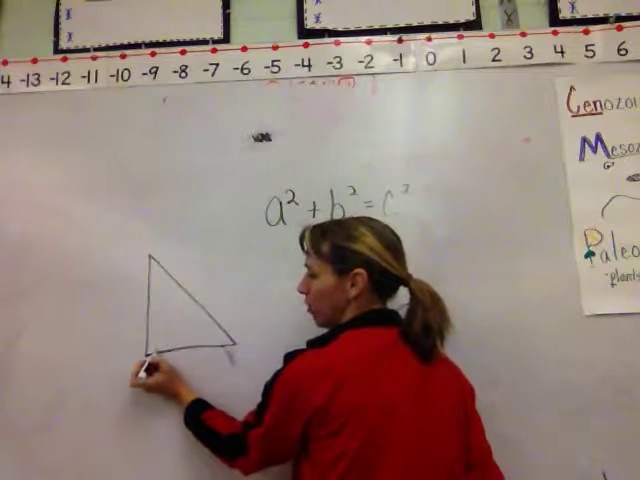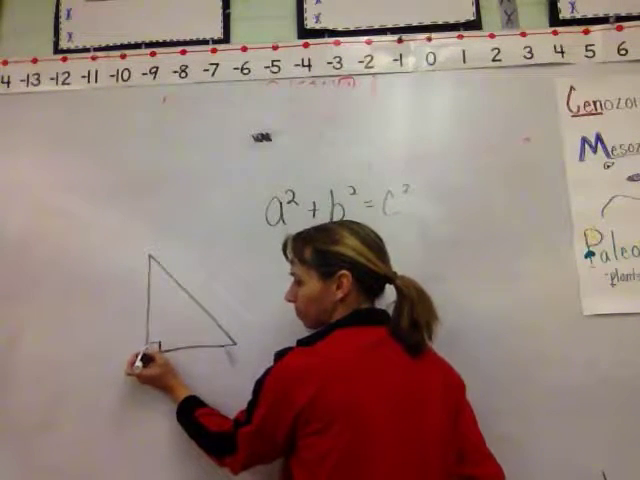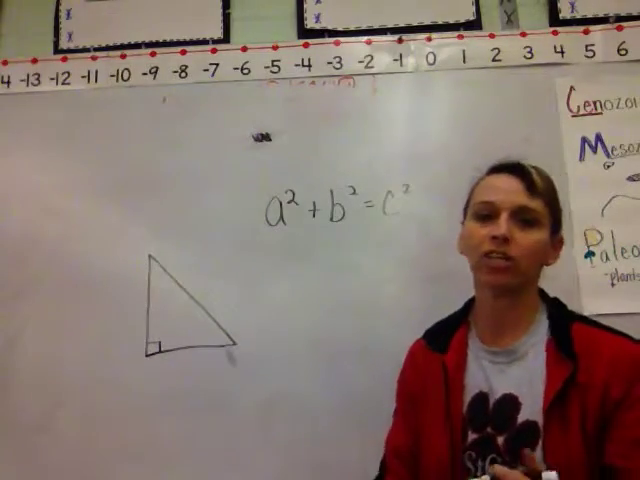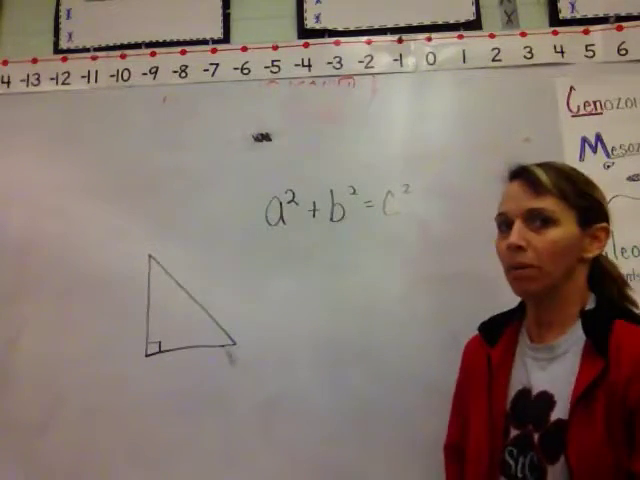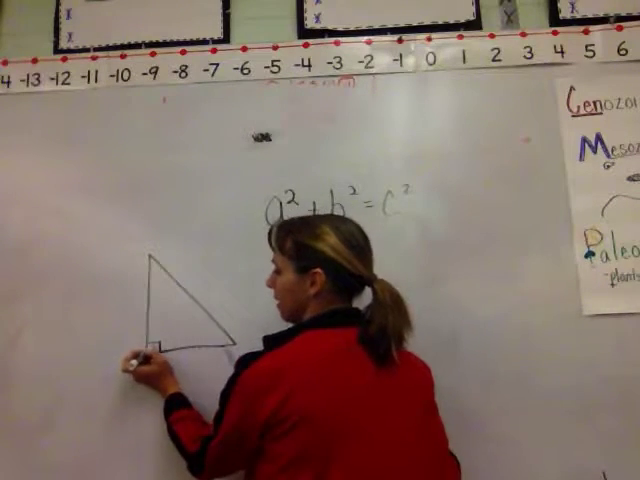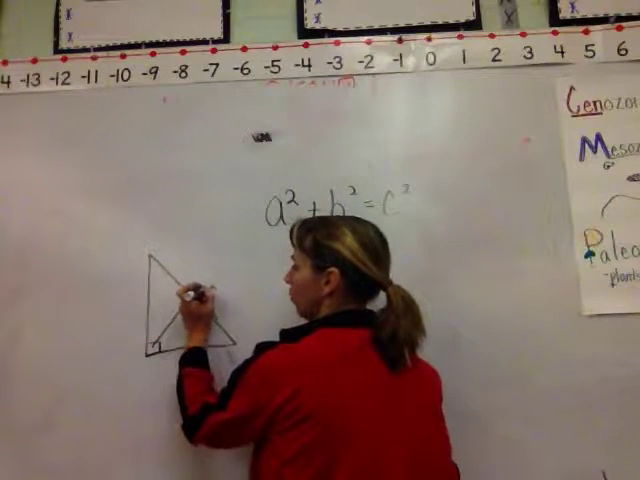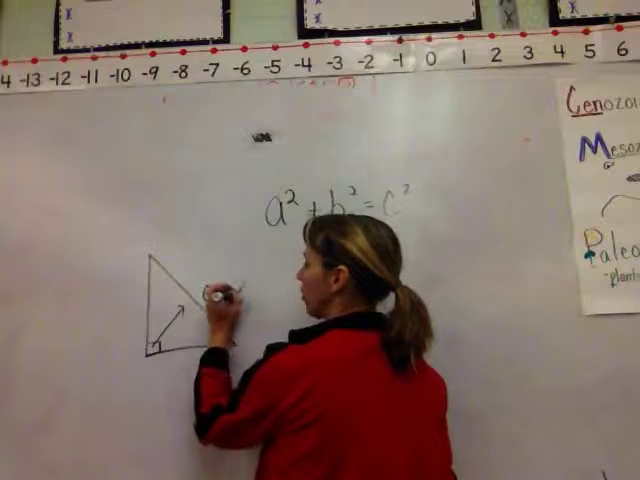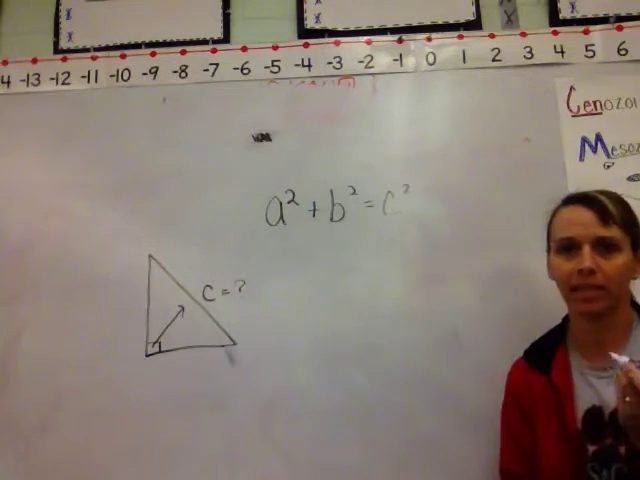Got to be careful though, because you need to look at where your right angle is in your L, your 90-degree angle, because your hypotenuse, or your C, is always opposite from the 90-degree angle. So this will be your C, and we're going to try to figure that out today. We don't know what the C is.